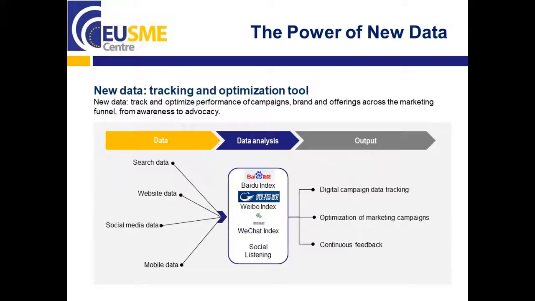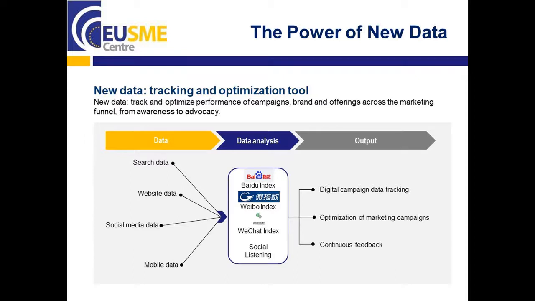So, the principle is actually quite simple. There are different kinds of data being collected, from search data to website data, social media data, mobile data, and so on. Everything which one person is doing is sort of collected by different kinds of data analytics companies or corporations. This would be Baidu, which has a lot of search data, Weibo, WeChat, and so on and so forth.